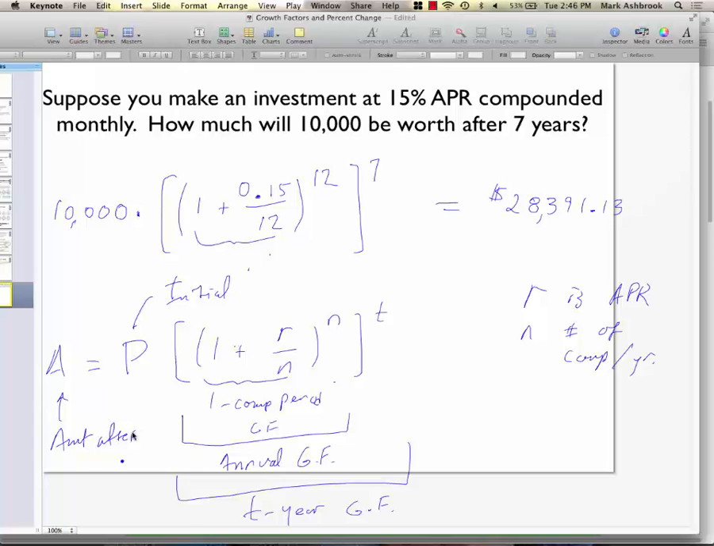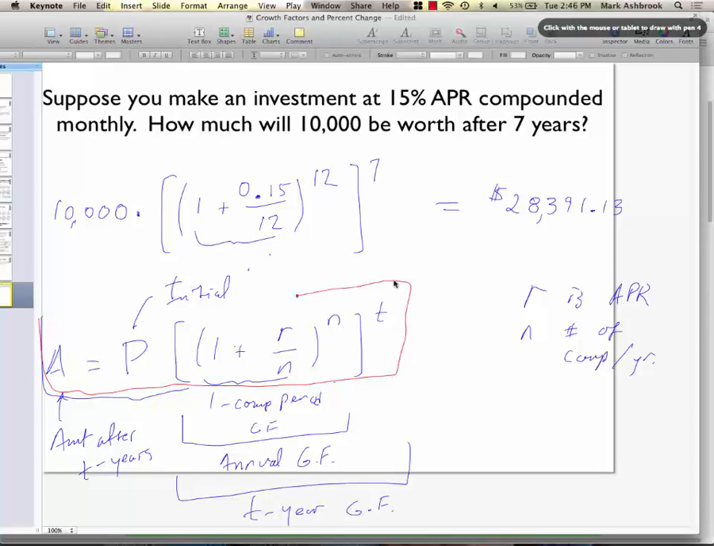Some of you have learned this compounding formula before. But notice, the formula is all about growth factors. It's just a bunch of growth factors. It's the per compounding unit growth factor, 1 plus r over n. To the n is the annual growth factor. To the t is the t-year growth factor. Multiply it by P gives you the new value t years later.